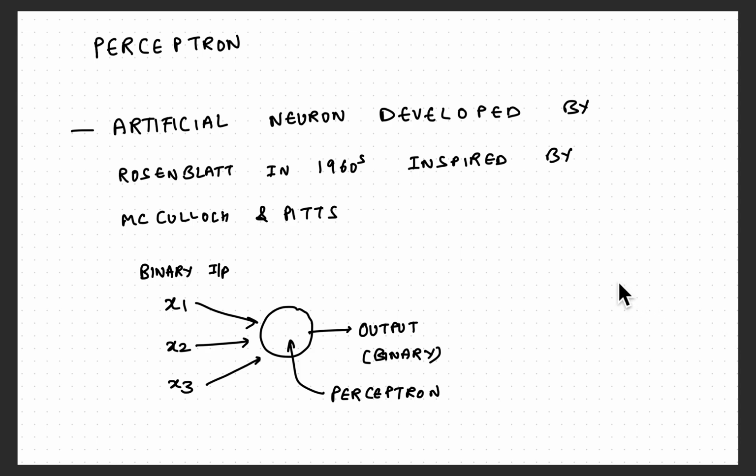But before going to backpropagation, we should first understand the perceptron, what it can do well and what it cannot do well, and why we needed backpropagation. So the perceptron was a simple artificial neuron developed by Rosenblatt in the 1960s, and it was inspired by some earlier work by McCulloch and Pitts. The important thing to note here is that the perceptron only took binary inputs and only gave a binary output. And you could have as many binary inputs as you want. And this unit in between, the computation unit, is called the perceptron.